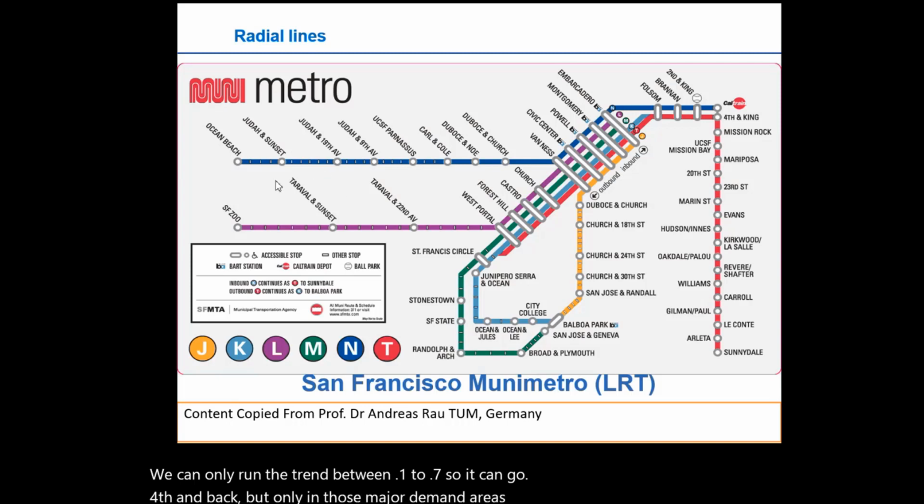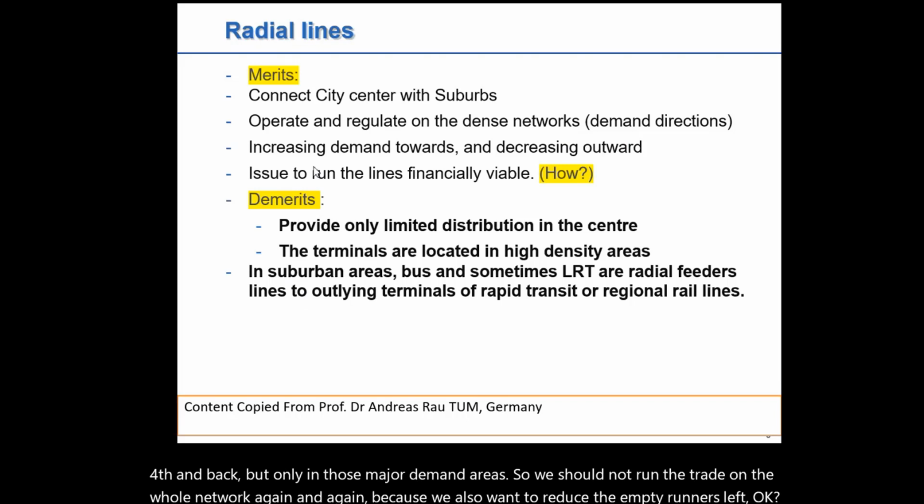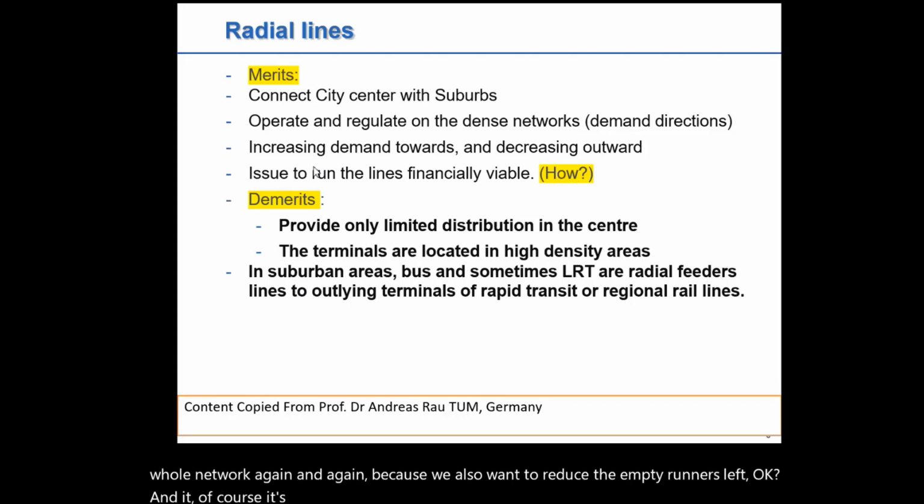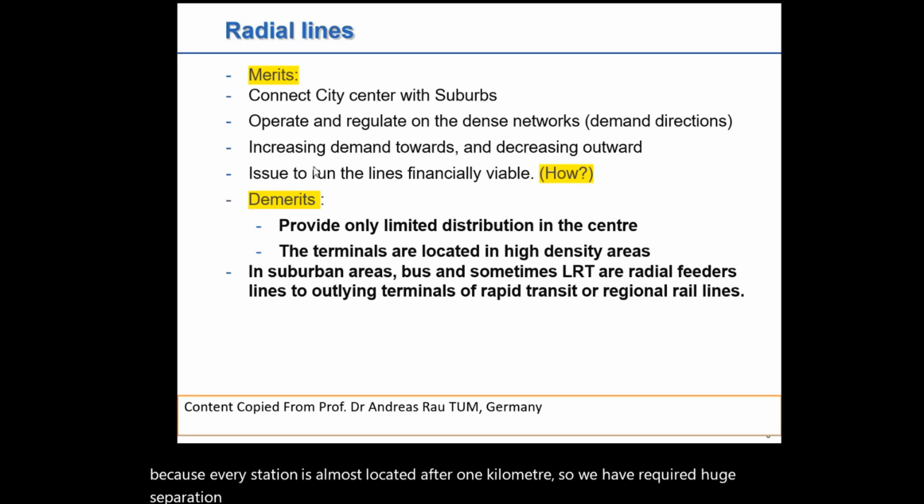So we should not run the train on the whole network again and again, because we also want to reduce the empty run as well. Of course, its big demerit is that it only provides limited distribution within the city center, because every station is almost located after 1 kilometer. So we have quite a huge separation of 1 kilometer.